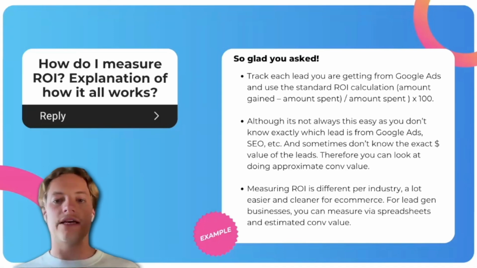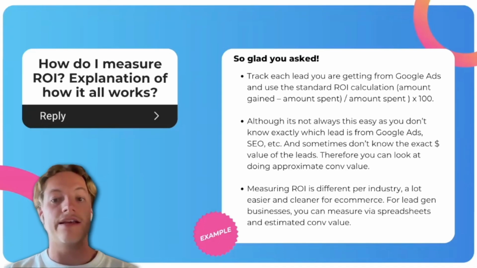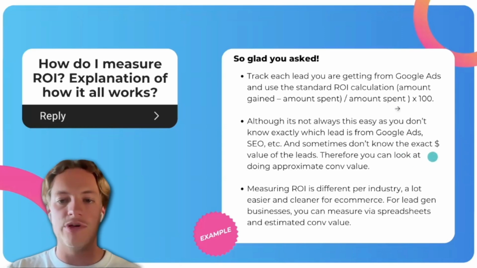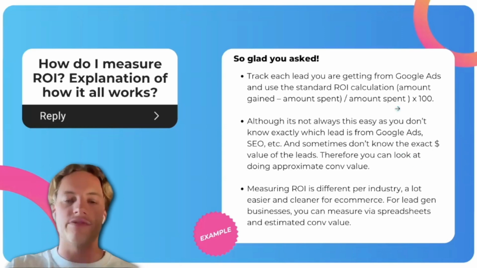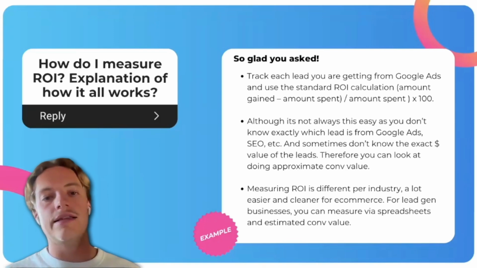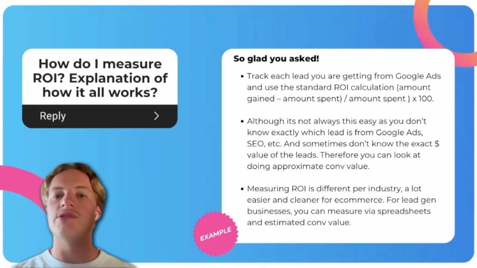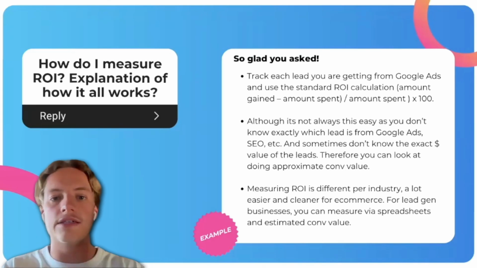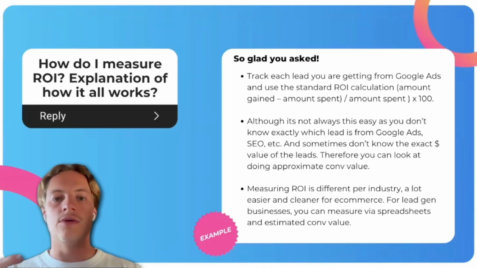So on a basic level, you just want to track each lead you're getting from Google Ads and then use a standard return on investment calculator, which you can see there, which will calculate basically money spent and then money returned. But it's not always as easy as that at the end of the day, because you've got so many leads coming through your website from different sources, whether that's Google Ads or organic or direct or even social media. So you don't always know exactly what is from where.